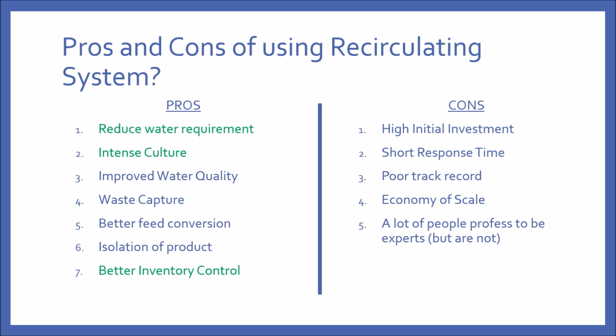Improved water quality can be true or false depending on your knowledge of operating a recirculating system. Waste capture, better feed conversion, and the isolation of products have also been known as pros for recirculating systems. We have also seen better inventory control when you are utilizing what we call recirculating systems with vertical farming, which we will explain in depth later on.